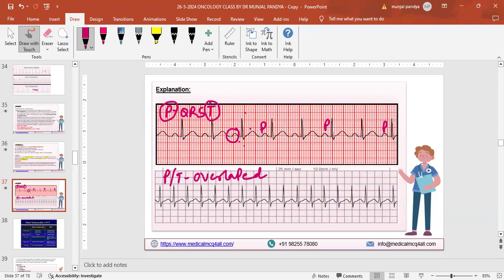Like here, you can see everything: P, Q, R, S, T. Got it? Here, where is the P? If I make it P, then where is T? Then it is difficult. Whether it is P or T, no idea. If there is a P, then where is a T? You understand? So P and T overlap. This is the biggest difference, number one.